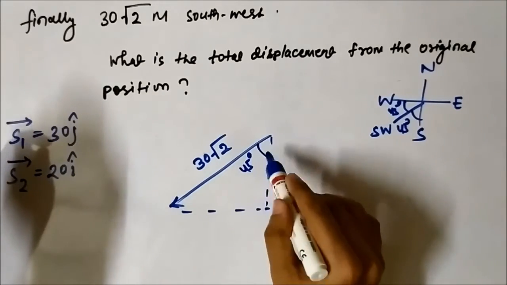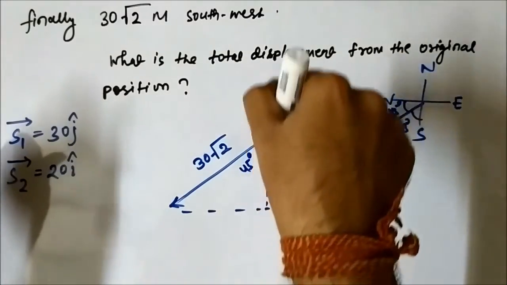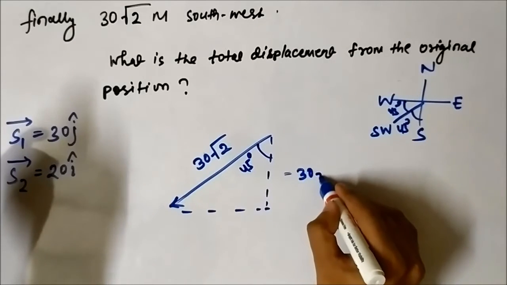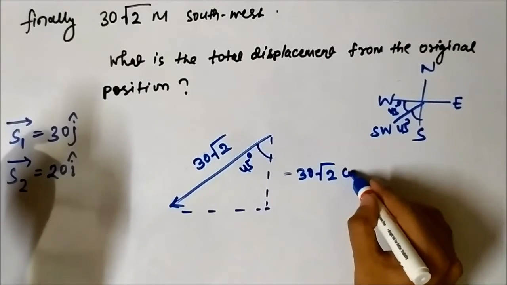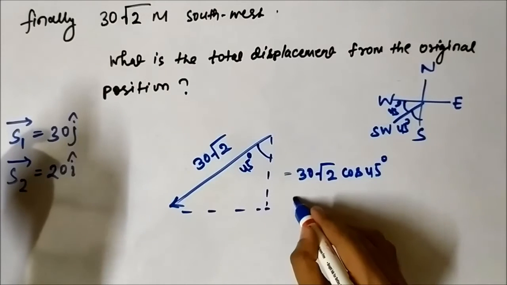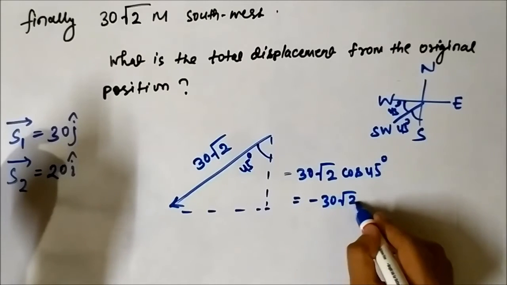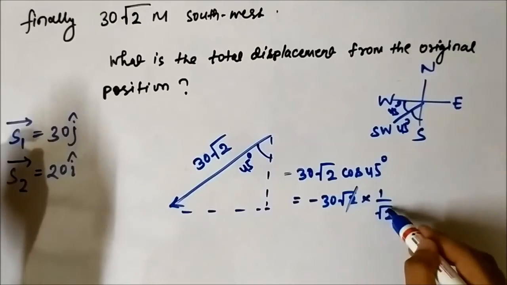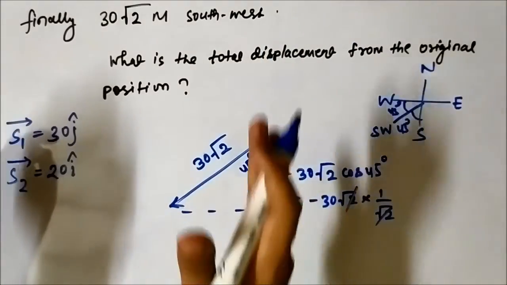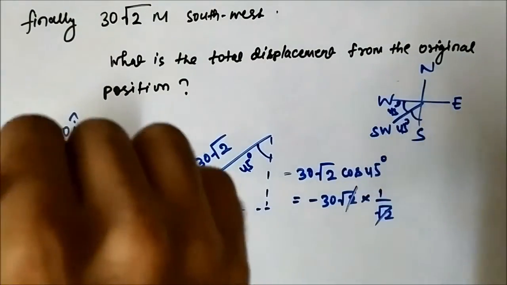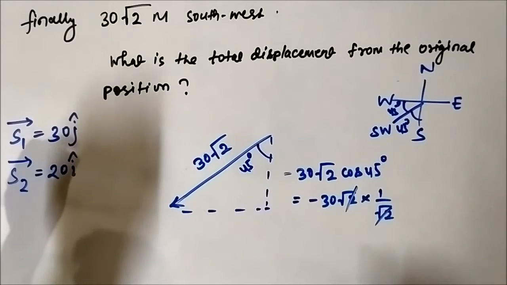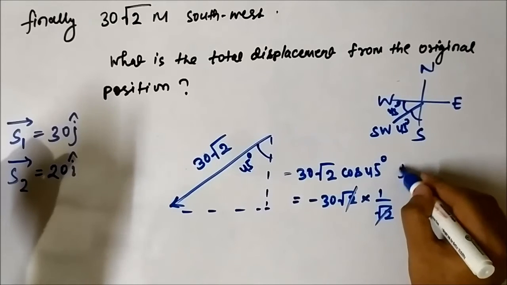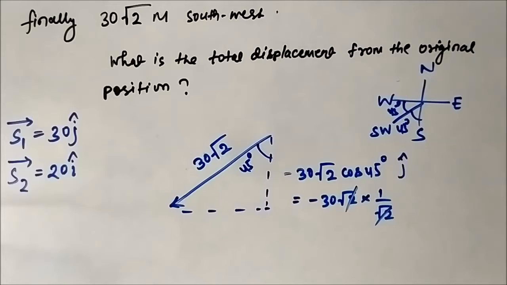So this portion along the negative y axis in the downward direction, the south component, is minus 30 root 2 cos 45 degrees, which is equal to minus 30 root 2 into 1 by root 2. So sin 45 degrees and cos 45 degrees is equal to 1 by root 2. And as it is the component along the y axis, it would be equal to j cap. Okay, it would be equal to j cap.